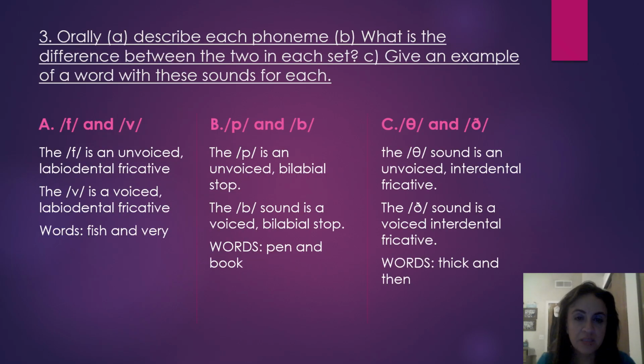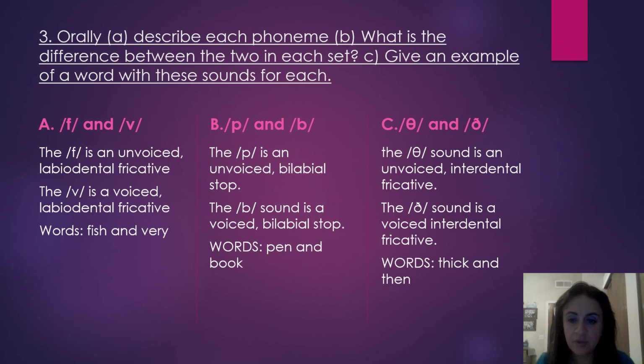Question number 3. Describe each phoneme. What is the difference between the two in each set, and give an example of a word with these sounds for each. The f is an unvoiced, labiodental, fricative. The v is voiced, labiodental, fricative, and the words are fish and berry. The difference between f and v is that f is unvoiced and v is voiced.